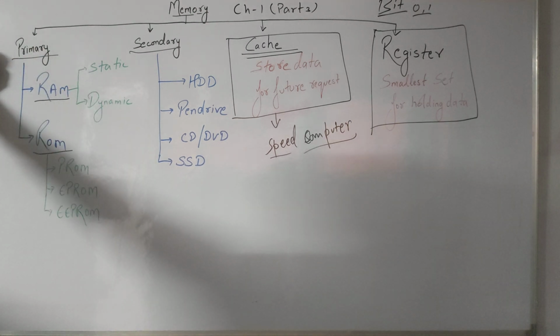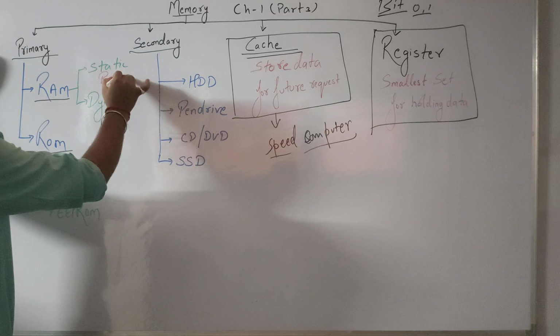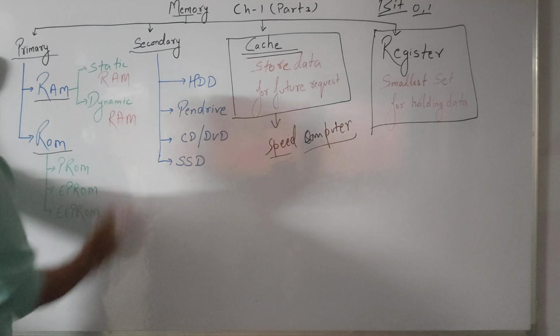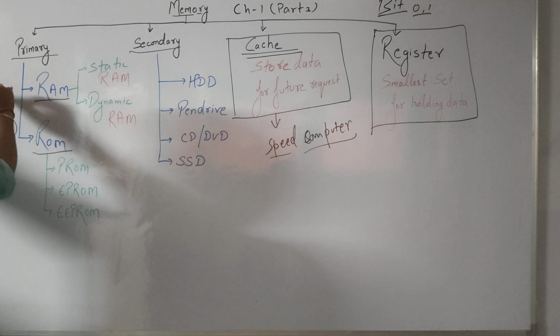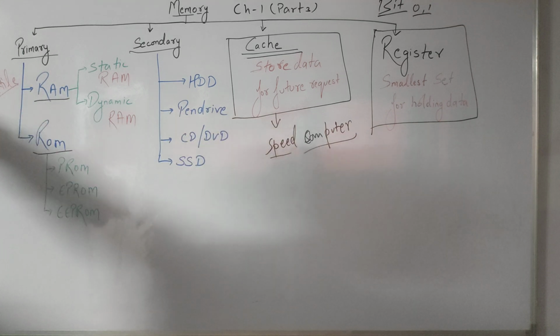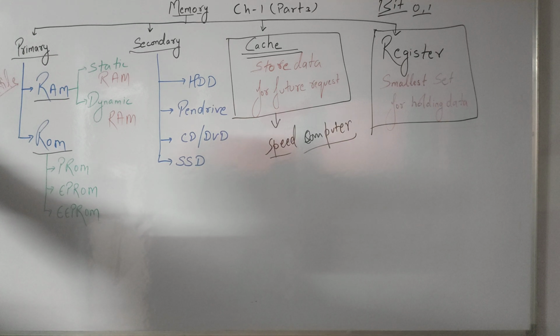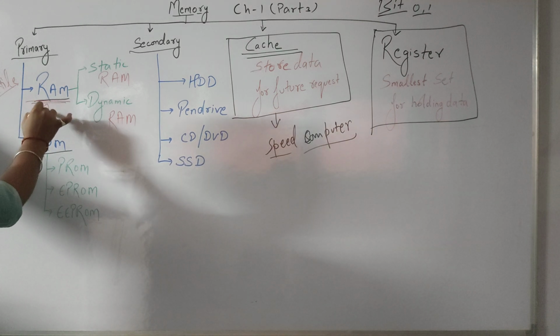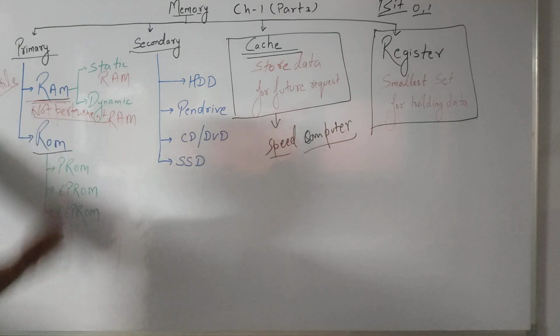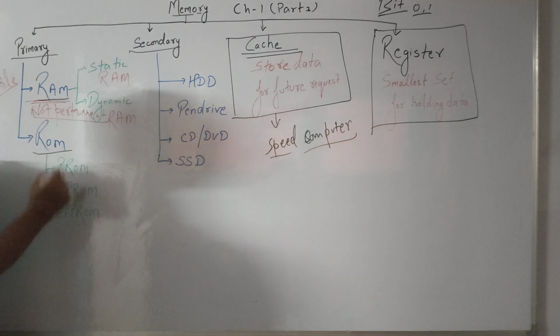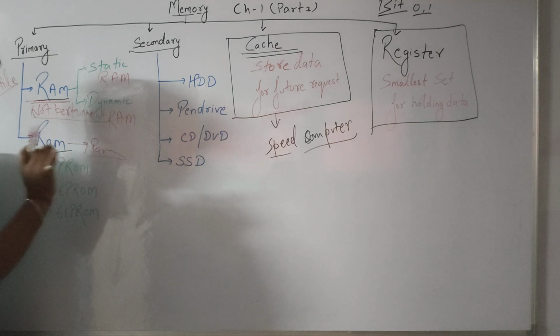RAM is of 2 types, static and dynamic. These differences we will study in the upcoming class. Static random access memory, dynamic random access memory. Talking about ROM, that is read-only memory. This RAM is volatile in nature. Means once the data is stored in RAM, it can be deleted after the electric supply is off. The data stored in RAM is not permanent. Getting it?